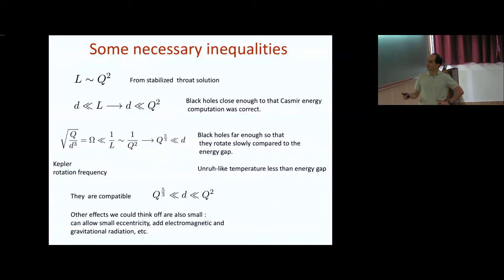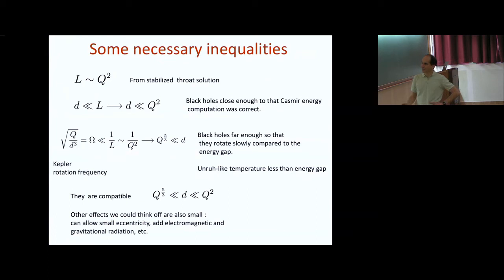And this condition is some other condition on the distance. This is just Kepler's formula for the angular rotation velocity. And then you get this other condition. Fortunately, these two conditions are compatible, in the sense that there is a d which is bigger than something and smaller than something else. I mean, the crucial thing here is that this exponent is less than 2. This condition is d bigger than something because we want them to rotate slowly enough.